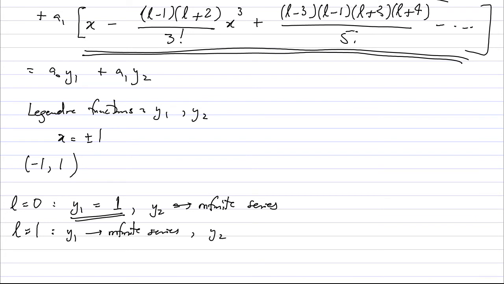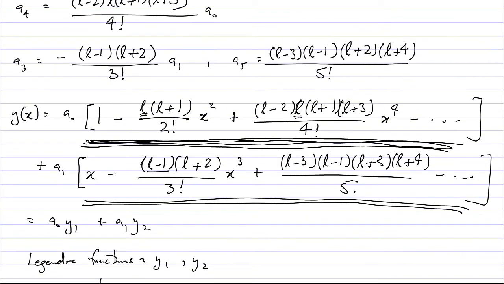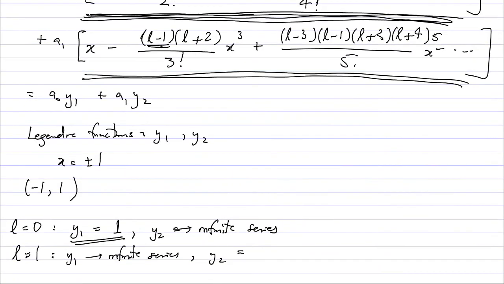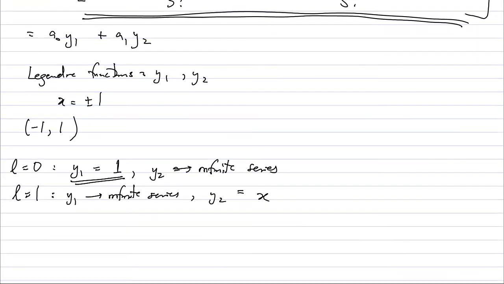However, y2 is very simple, because this thing becomes 0, so you get a3 is equal to 0, and then a5 is going to be 0, and so on. Oh, sorry, there should be x raised to power 5 over here. Okay, so now it's y2 which is truncating. So y2 is simply equal to x. Okay, fine.